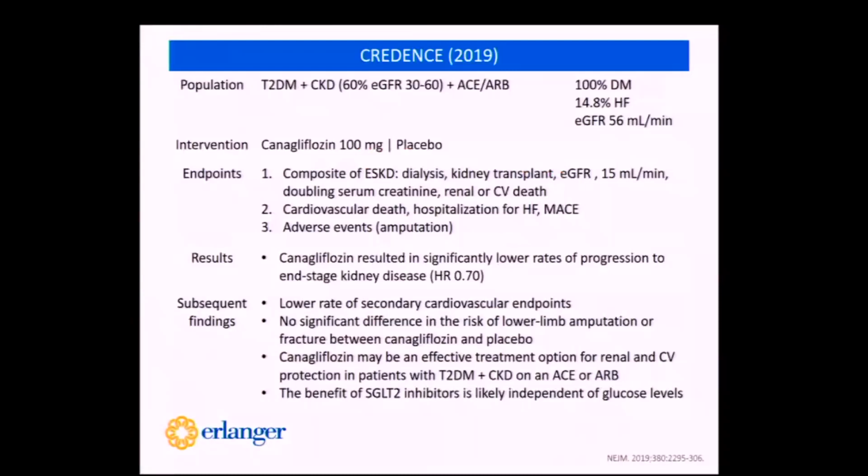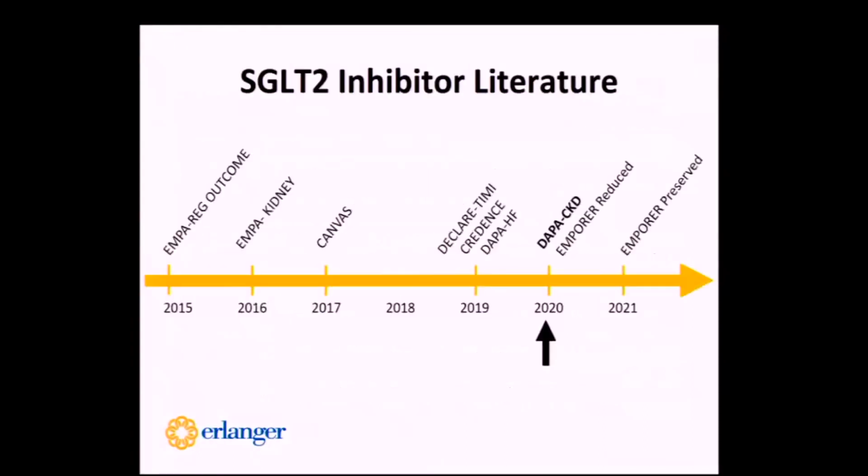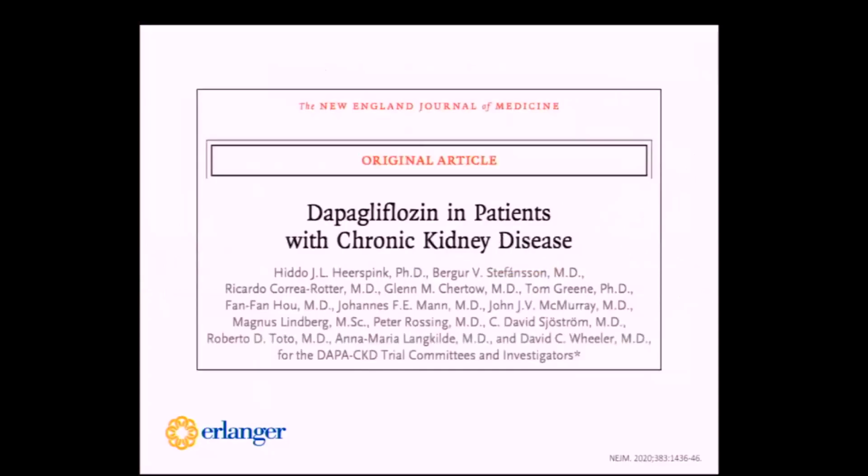And they also hypothesized that the benefit of SGLT2 inhibitors is likely independent of glucose levels, which was kind of a big deal because at this point, all of these patients have had type 2 diabetes. And this really led into the idea of maybe using this medication in non-diabetic patients. So with that, we'll jump into the DAPA-CKD trial. And it was in 2020. So this was the dapagliflozin in patients with chronic kidney disease in the New England Journal of Medicine.